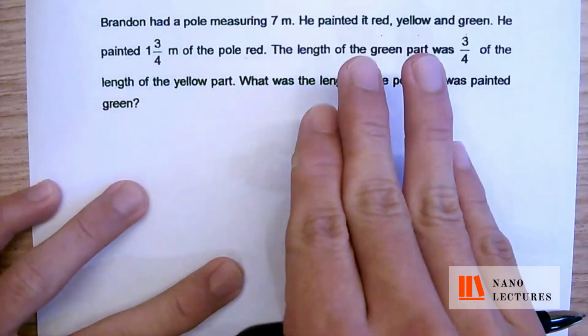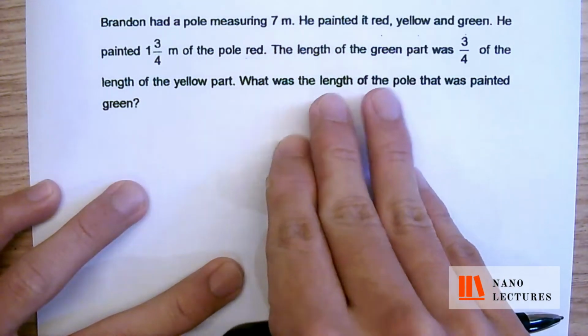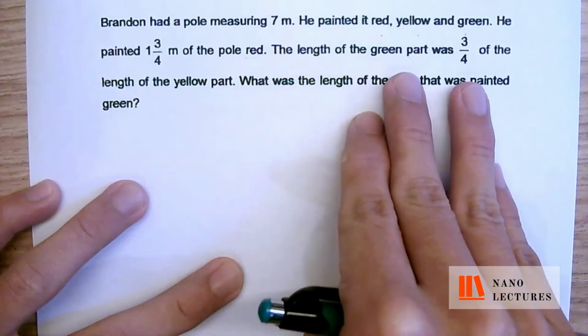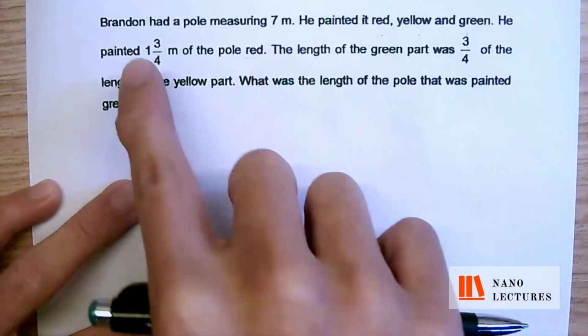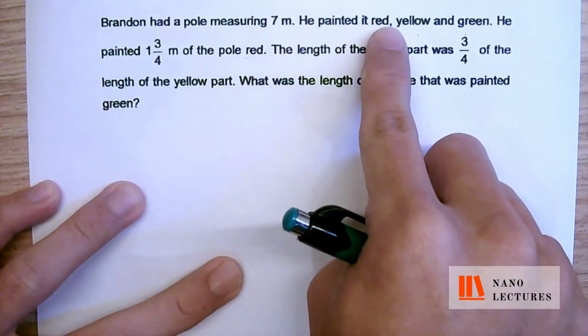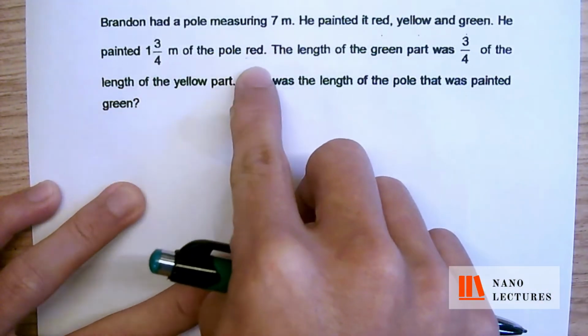Now, how do we combat this problem? Always use either an analogy, like what I taught you in the previous video, or go through it with them very, very logically, and help them calm down. They said that Brandon had a pole measuring 7 meters, and then he painted it red, yellow and green. He painted 1 3/4 meters of the pole red.